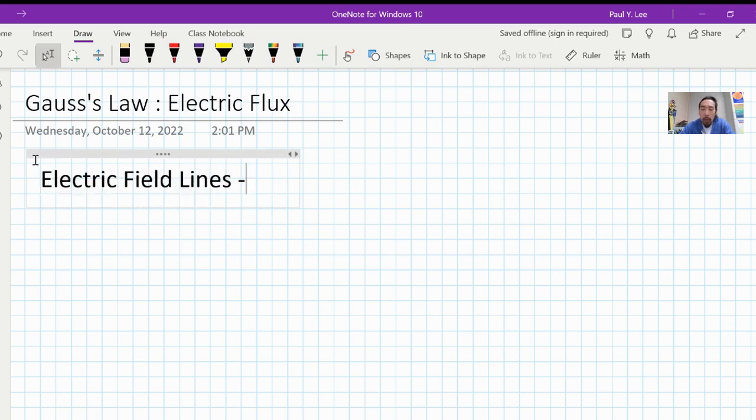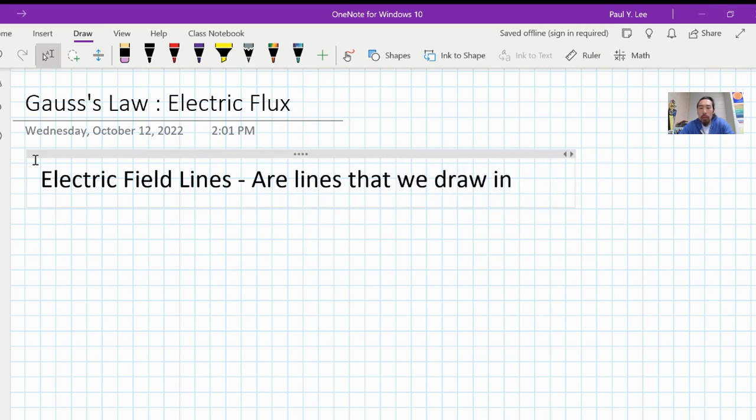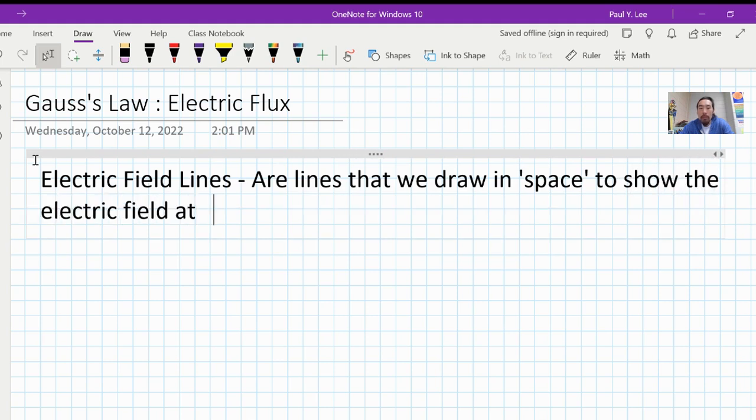All right, so hopefully by now you have already looked over electric field lines and you know what they're all about. But just in case, here's a definition that we will use. Electric field lines are lines that we draw in space to show the electric field at various points. And a couple of rules for electric field lines.